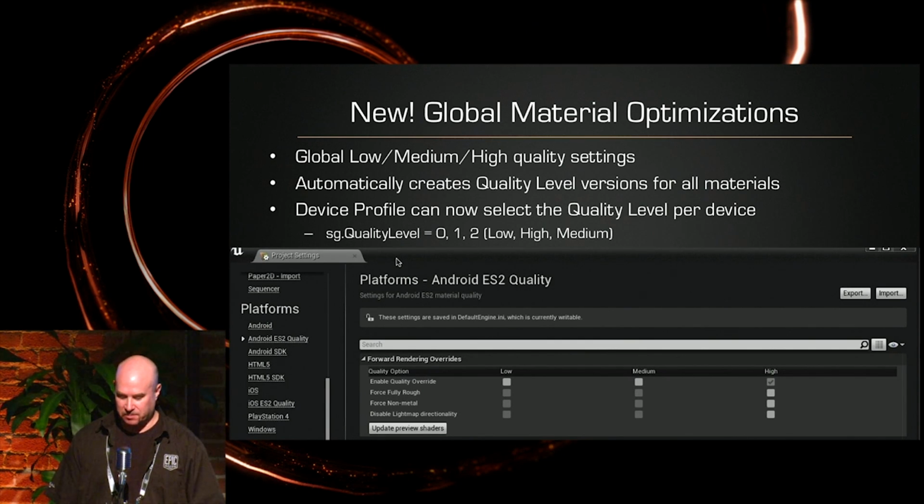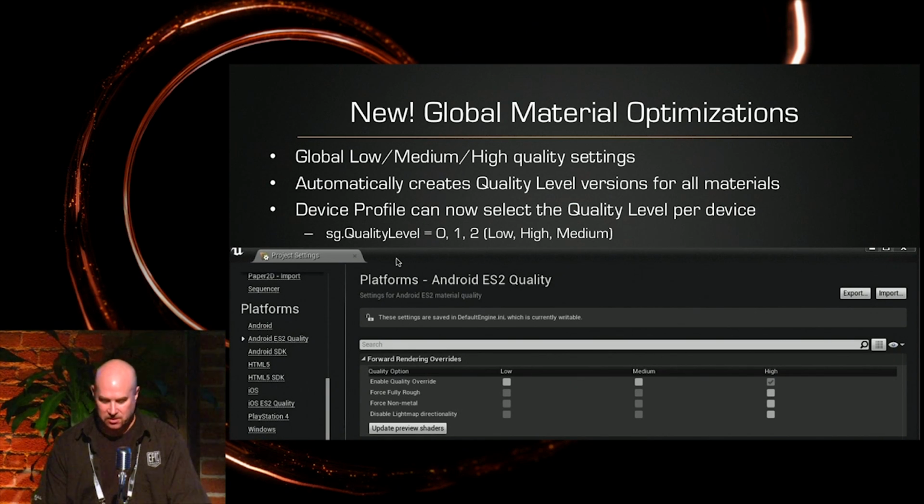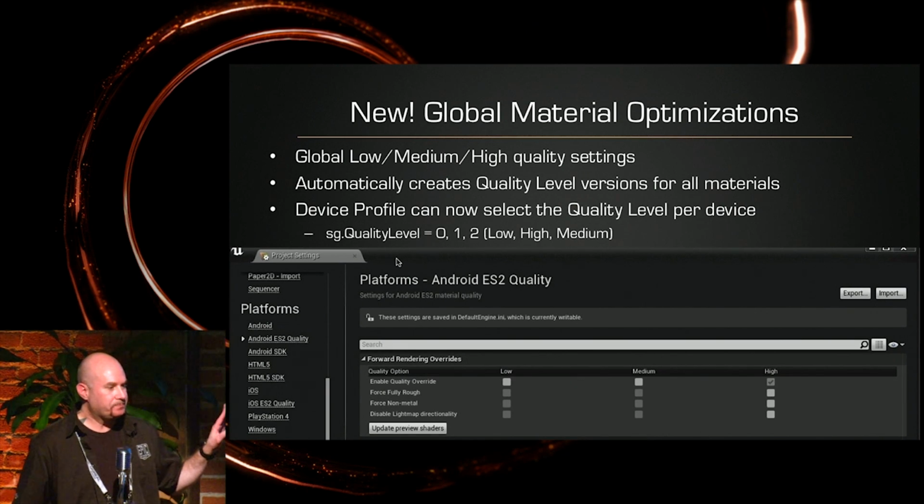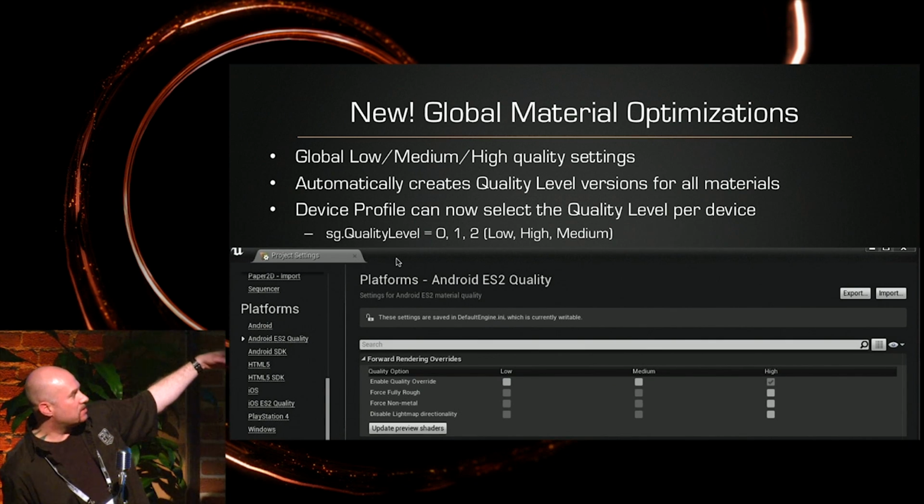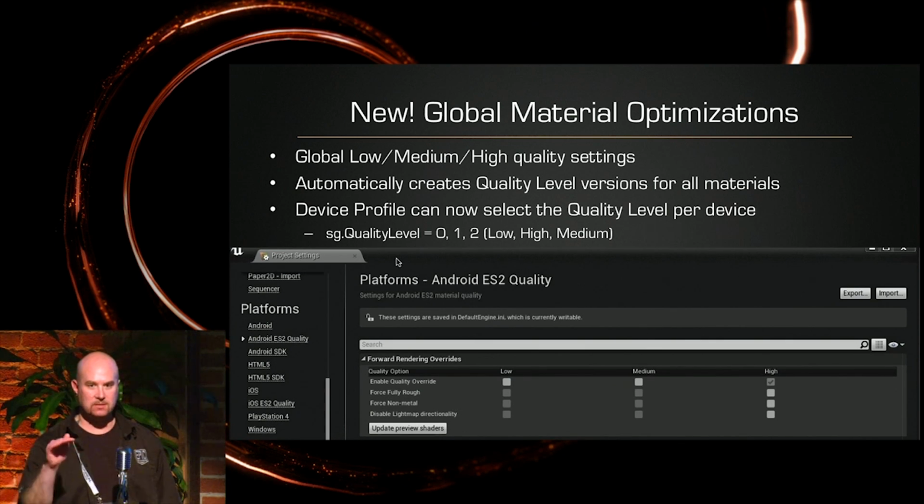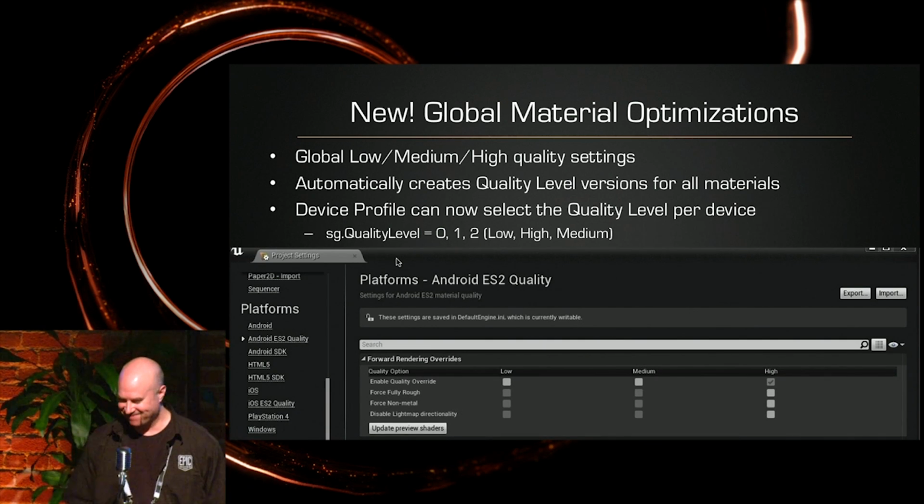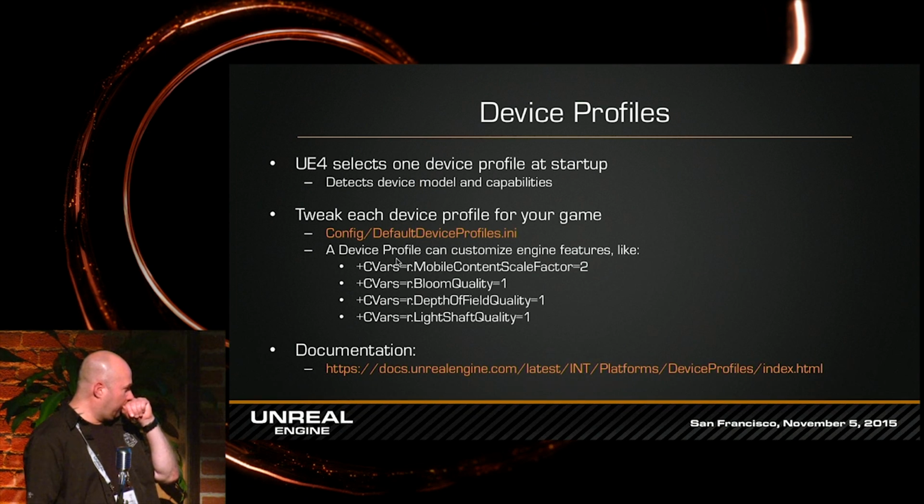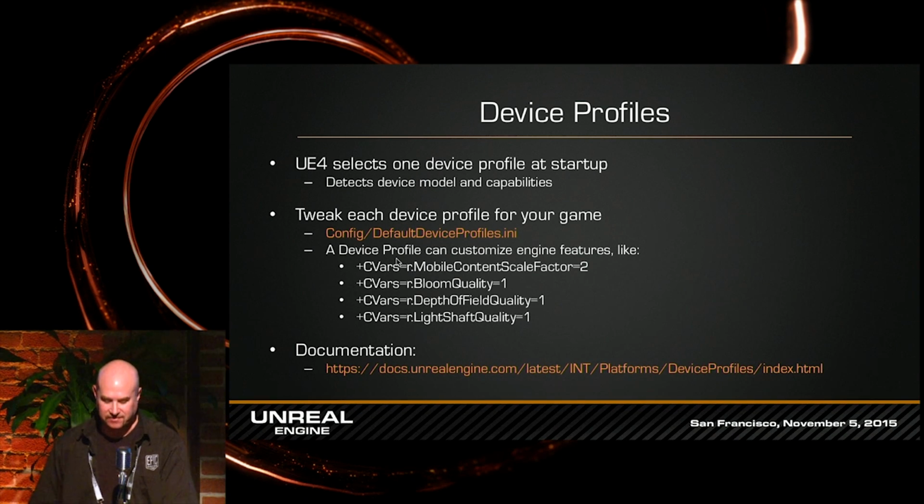So yeah, it sets up the quality level versions for all materials in one go. The third bullet point here is that the device profile is the one that selects which version it'll use, if it's going to be low, high, or medium. So, device profiles. They're awesome, but can be complicated, maybe a little bit tedious to set up, especially for QA to test all of the different devices and make sure that all the settings are adjusted properly.